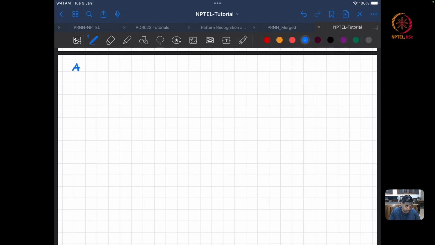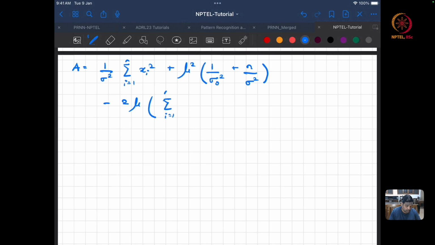Now this A is the same as 1 over sigma square summation i equals 1 to n xi square plus mu square into (1 over sigma naught square plus n over sigma square), minus 2 mu into (summation i equals 1 to n xi over sigma square plus mu naught divided by sigma naught square), plus a constant. Okay, this is what we get.